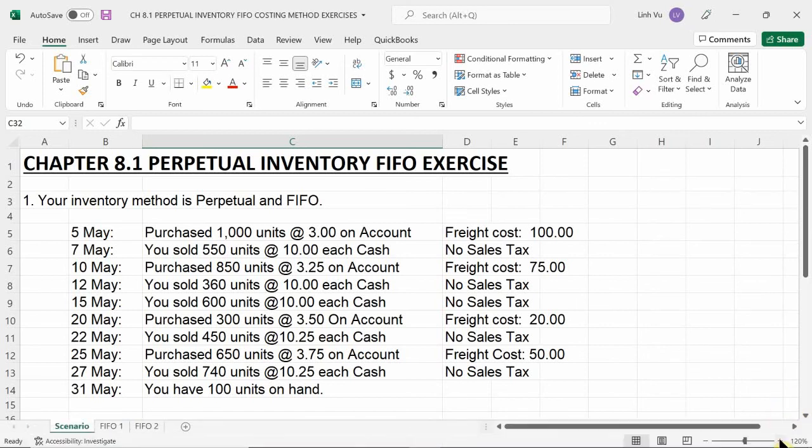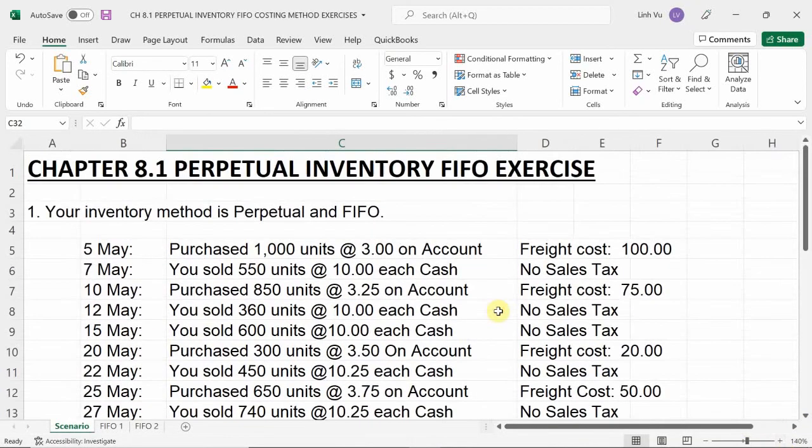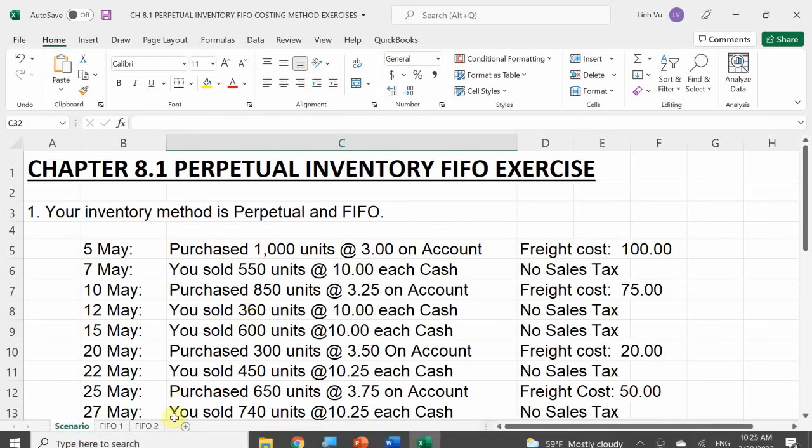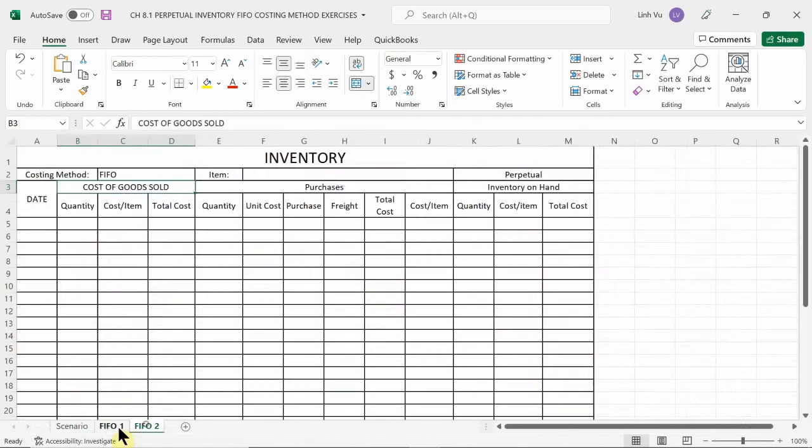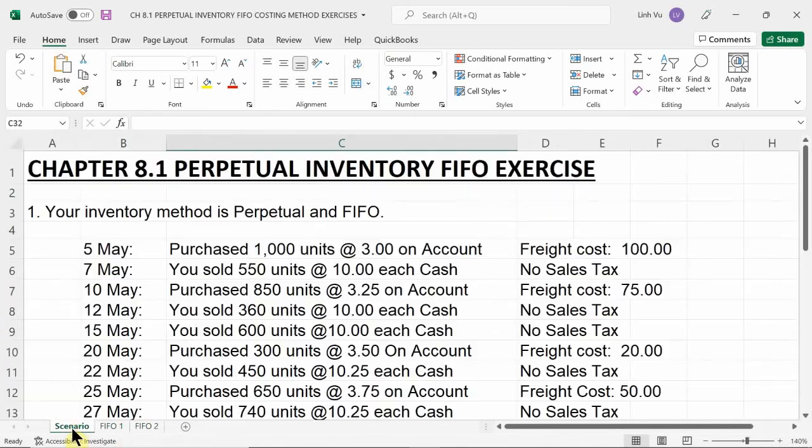Okay, here's our first example. Number 1, your inventory method is perpetual and it is FIFO. In this case, I'm not going to have you practice your journal just yet, because I want you to practice getting used to plugging into the inventory worksheet. We will practice the journal for the chapter 8 review, but right now, I just want you to get used to plugging it into the worksheet, and then we'll eventually go into journalizing.